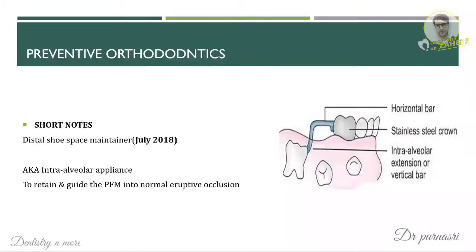Under the topic preventive orthodontics, distal shoe space maintainer has been asked as a short note. So as usual, you draw a diagram wherever you can. Distal shoe space maintainer is also called an intra-alveolar appliance because of the design that you can see here. You can explain the design of it and then the use of it. It is used to retain and guide the permanent first molar into normal eruptive occlusion.